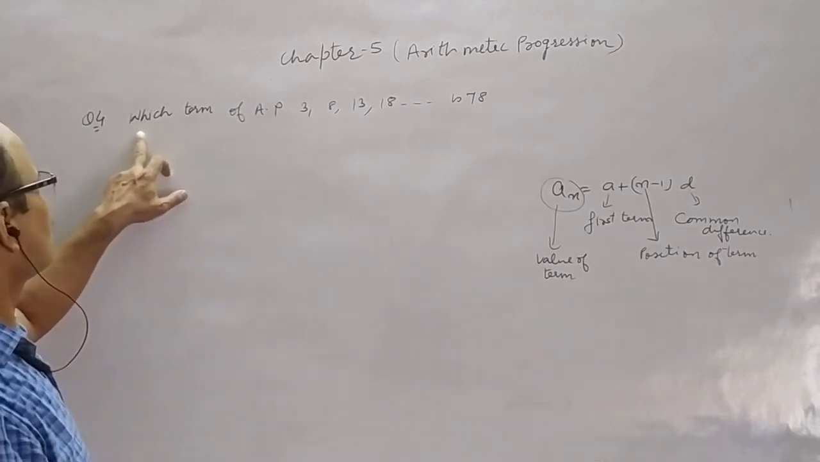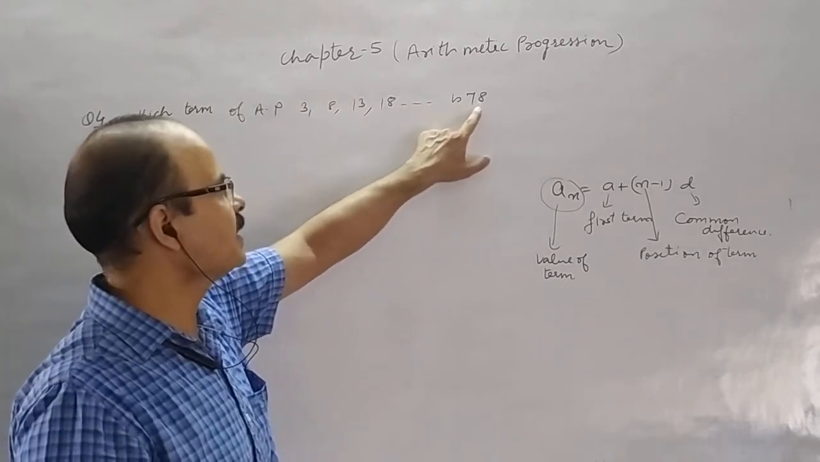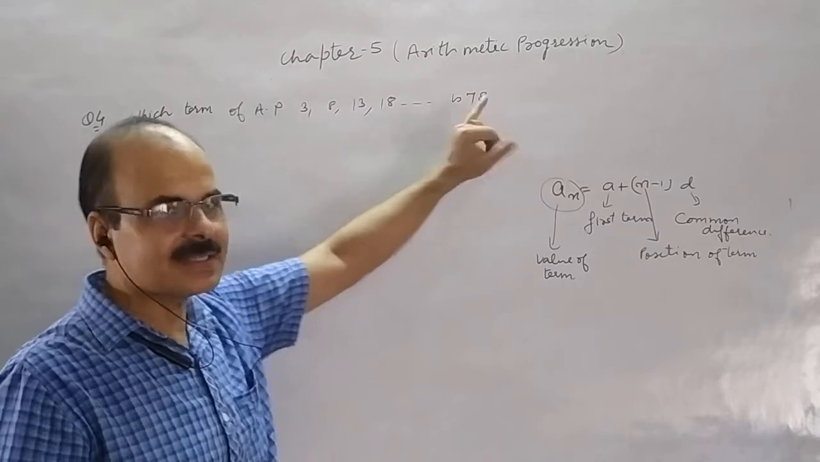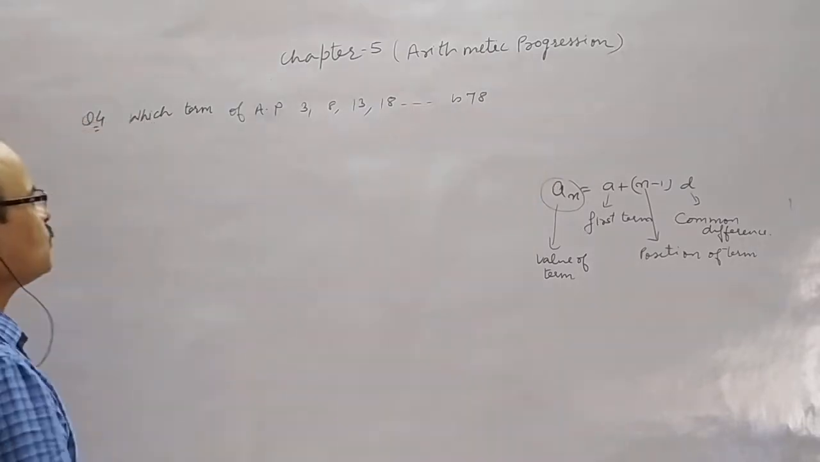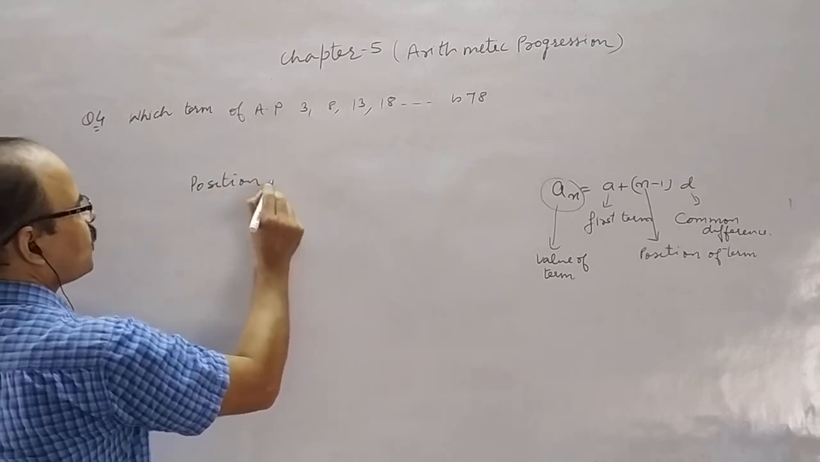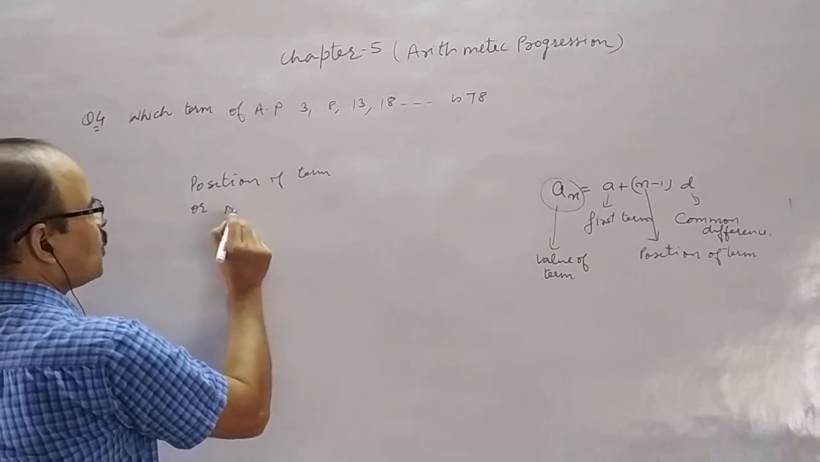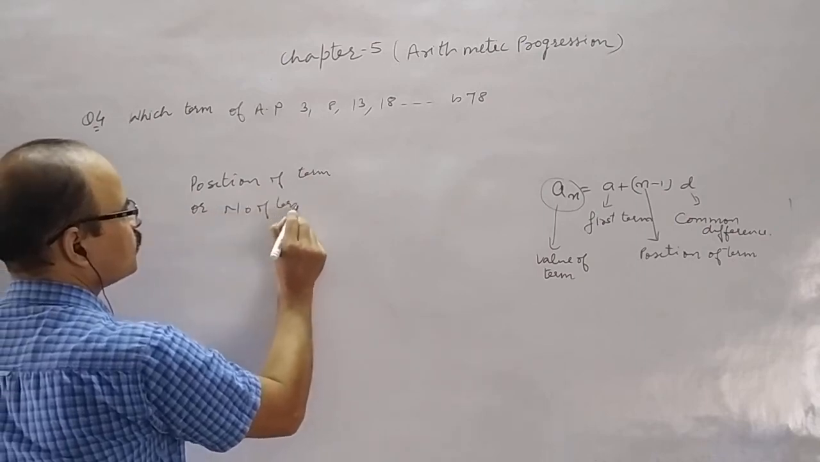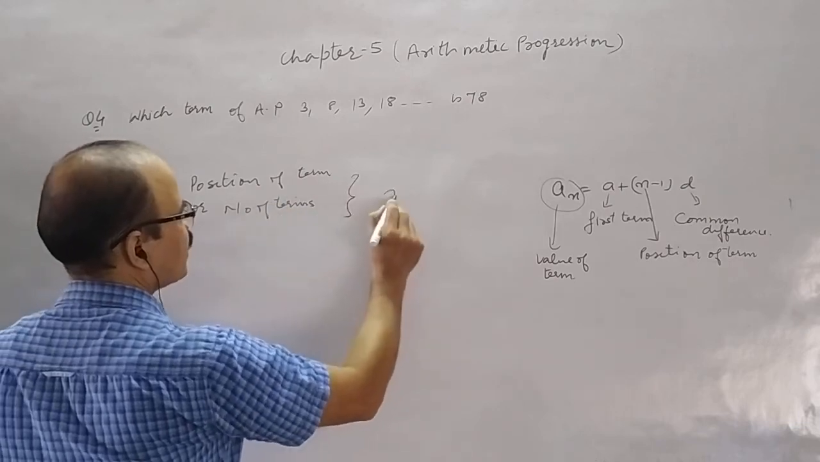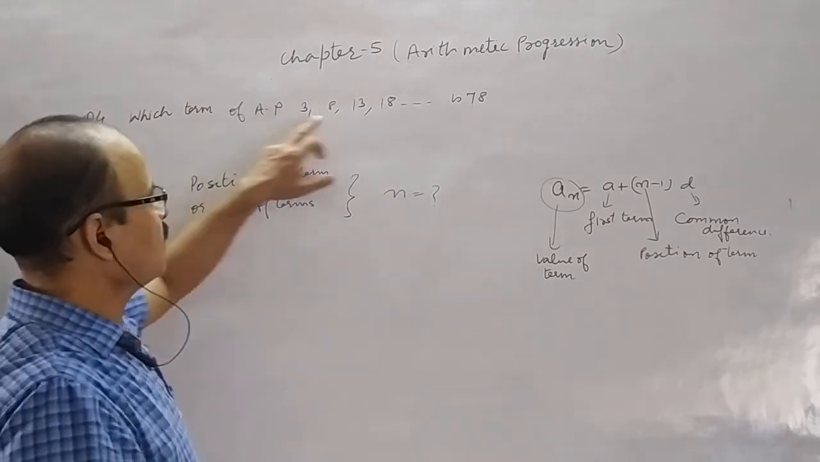In question 4, we have to find the position of the term 78. At which position will 78 come? Which term of the AP is 78? So whenever we have to calculate the position of a term or the number of terms, we get n. We have to calculate n. So in this case also we have to calculate n.